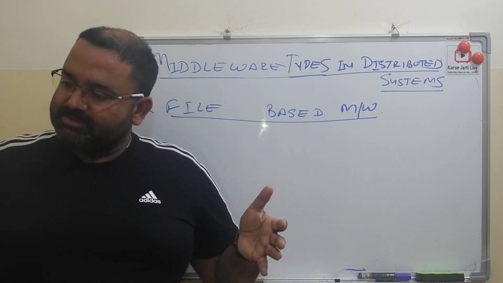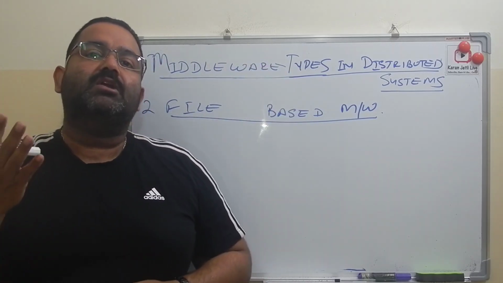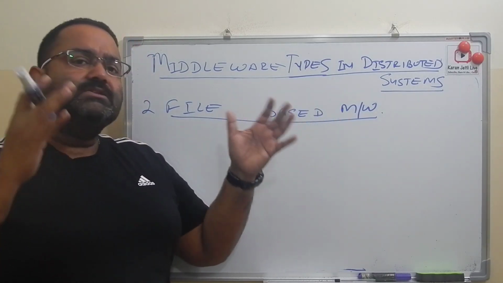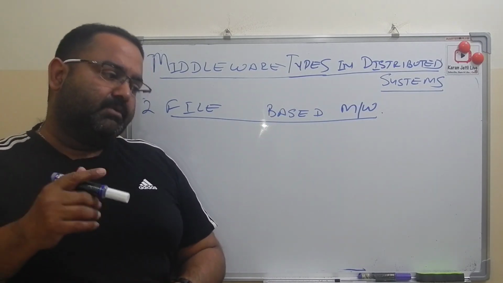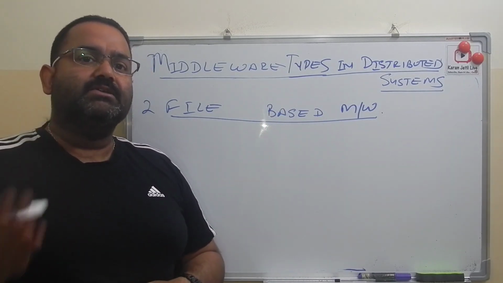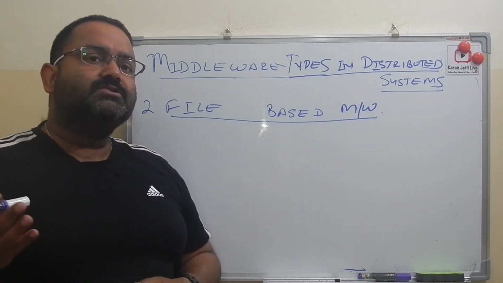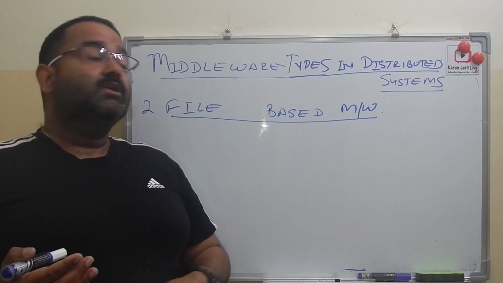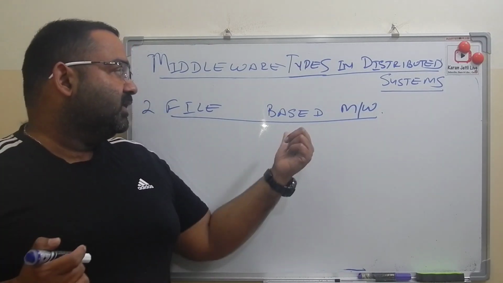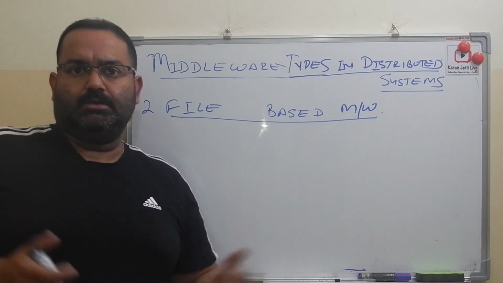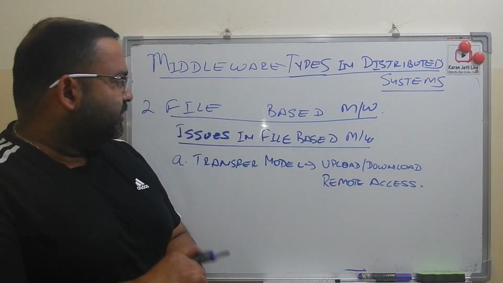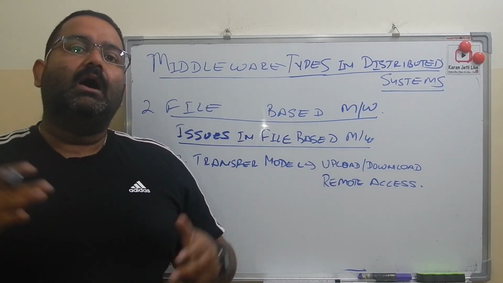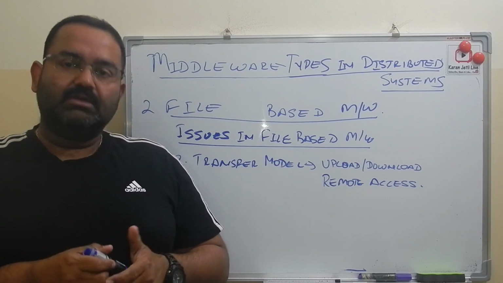Okay, so in document based middleware we used to view our system as a huge collection of documents, but in file based middleware we see our system as one single file system where people can share and exchange files with each other. In file based middleware there are different types and it has different issues. Now we will discuss the issues in a file based middleware one by one. The first issue which comes in file based middleware is the transfer model. In the transfer model we discuss how the files are shared between the clients and the servers.